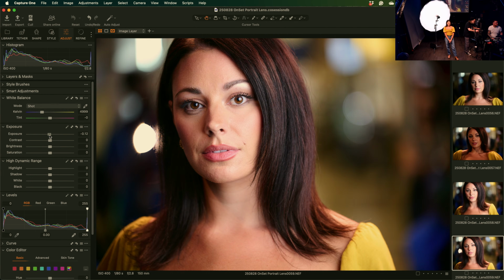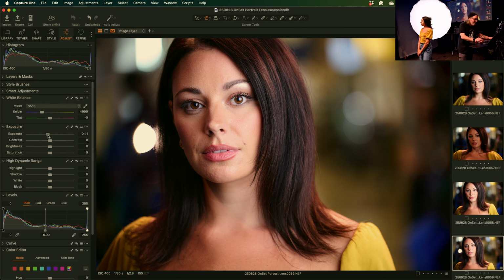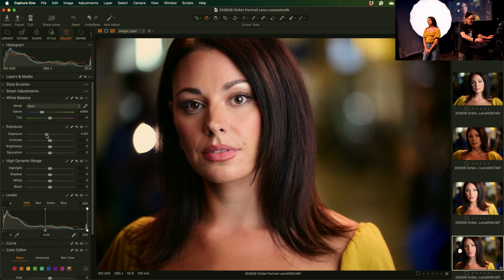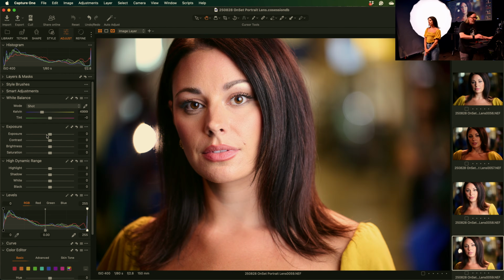So I'm in Capture One. I'm going to bring my exposure slider down. Now, all I'm looking at, I don't care about the background, because that's not going to change. I'm only going to change the flash. So I'm going to bring the exposure down until her skin looks the way I want. That's about 0.63. Now I can compensate on the flash. I'm not going to change the camera. I'm going to change the flash power at this point.